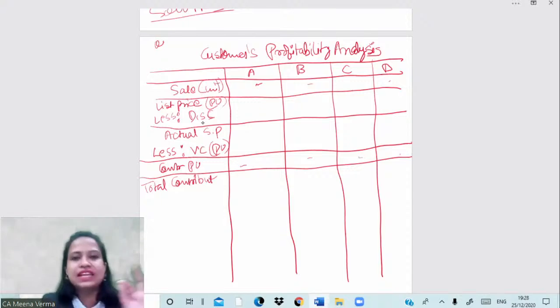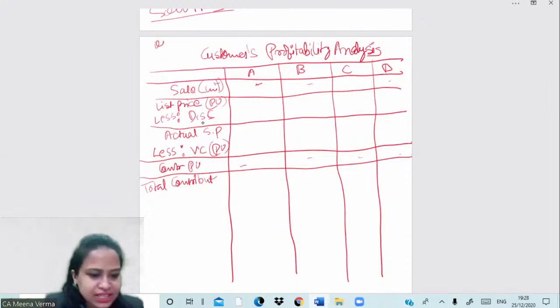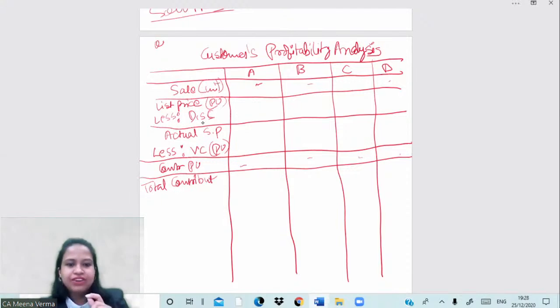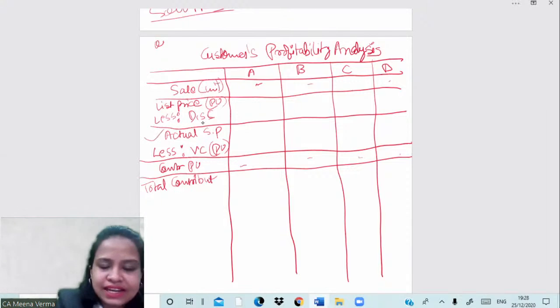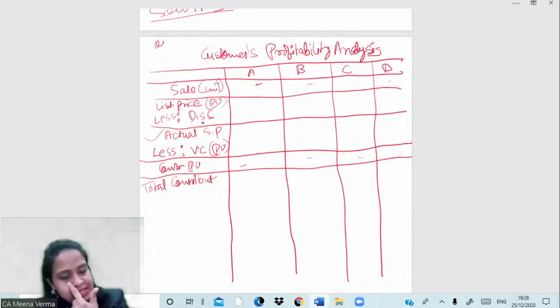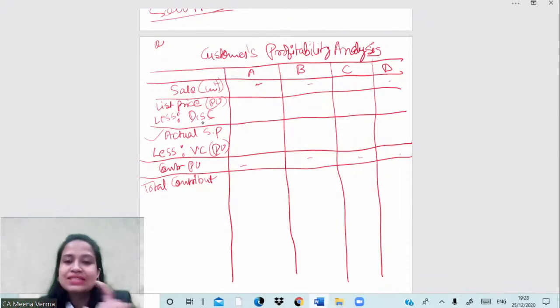Don't take the actual selling price directly. Ambika is saying, ma'am, I have taken this actual selling price directly. Don't take the actual selling price directly. Why? Because you have to analyze the situation.